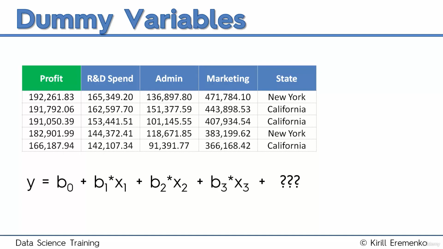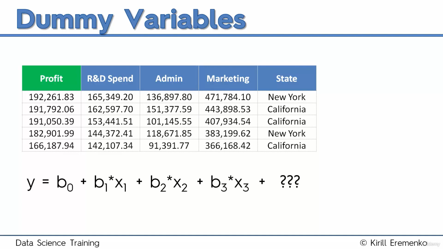And here, when we get here, we're questioning what should we place in our equation for the state column, because we don't actually have a number. We don't have a dollar value or any other type of number to add into our equation. We can't just add a word into our equation. And the thing here is that state is actually a categorical variable.